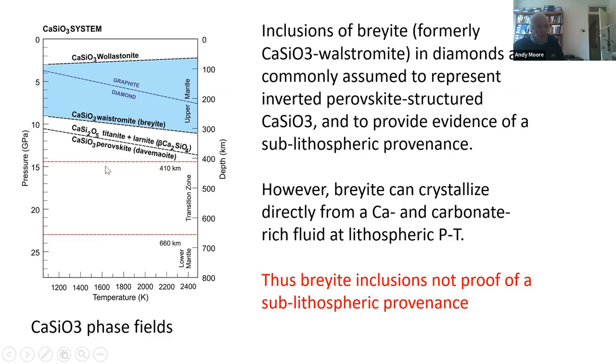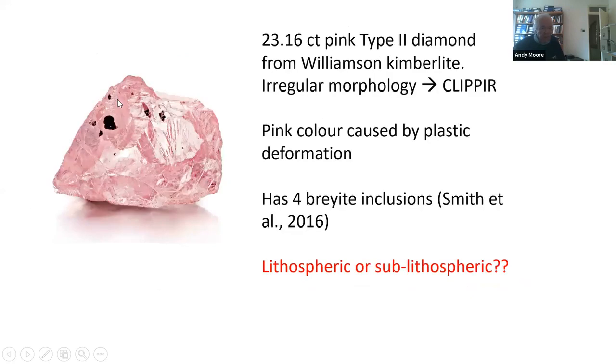But a number of workers have pointed out that this is problematic, because breyite can also crystallize under lithospheric pressures in the appropriate compositions. So a carbonate-rich and calcium-rich composition will crystallize breyite at lithospheric conditions, in other words, down to about 7 gigapascals. So that raises the question, if you have a breyite inclusion, what does it mean?